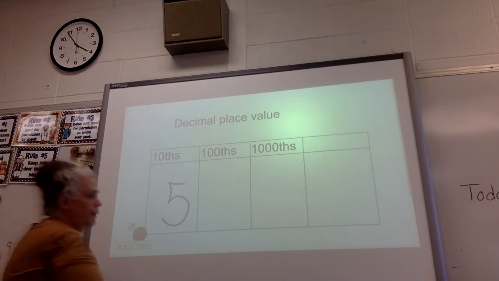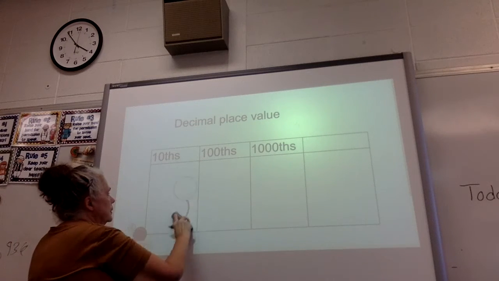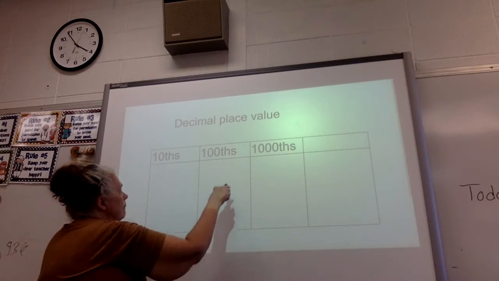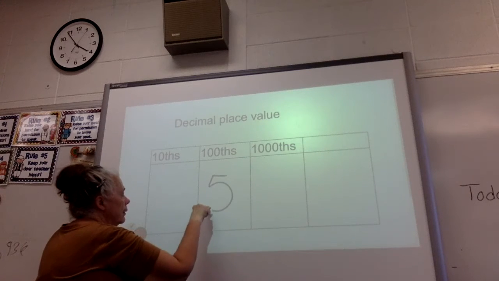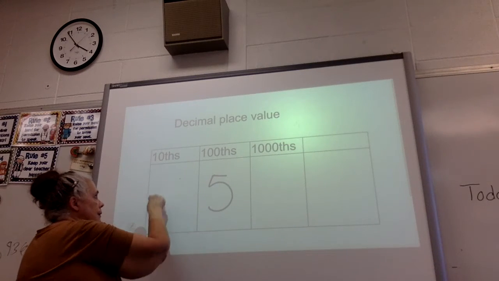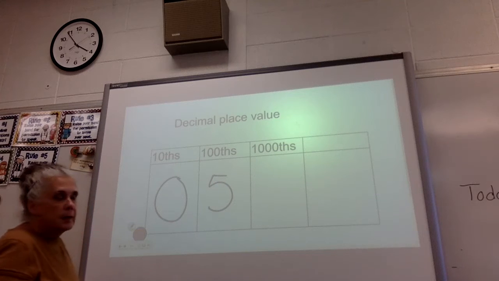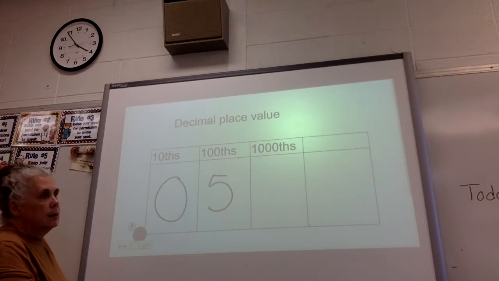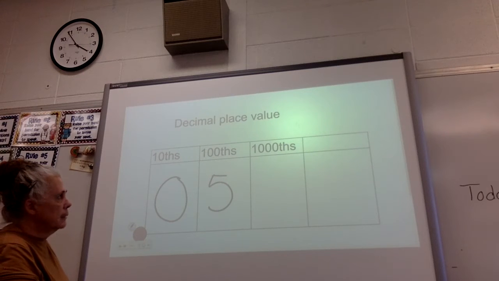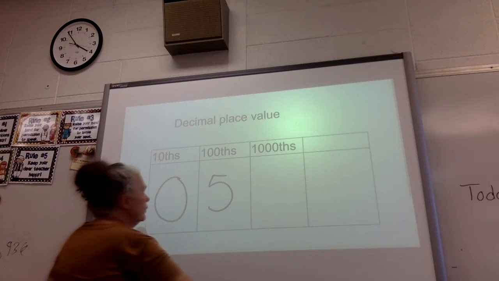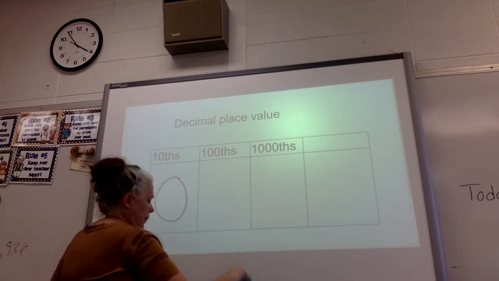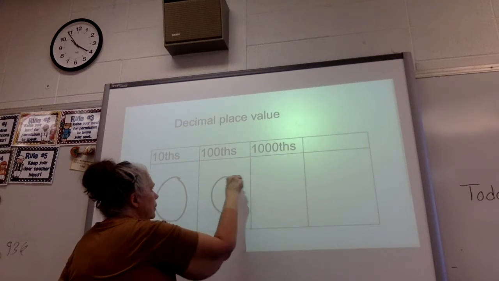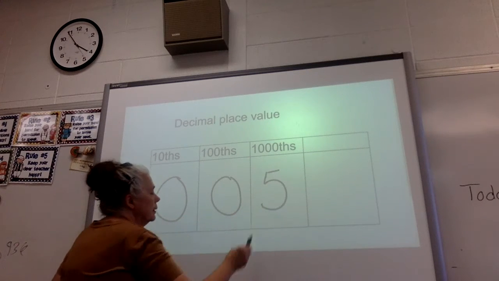If I said put a 5 in the hundredths spot, that would be here. I would have to hold this spot with a 0 because between the decimal and the numbers, you have to have a 0 in there to hold the spot. If I said put a 5 in the thousandths spot, it would hold those spots with 0s and put it down here.